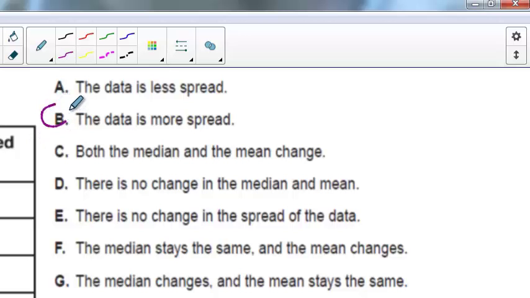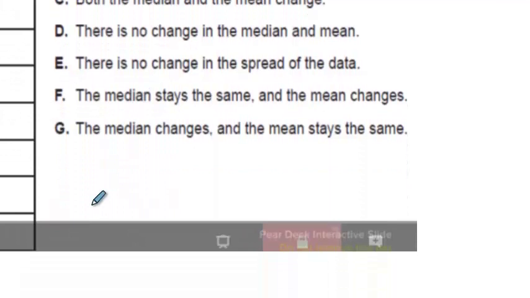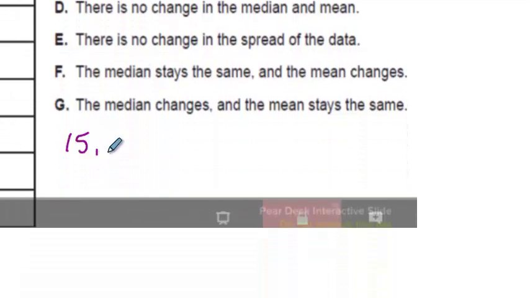We already said that it's going to be more spread. We know that. To find the median, I put them in order, right? So I'm going to start with 15. What comes next?